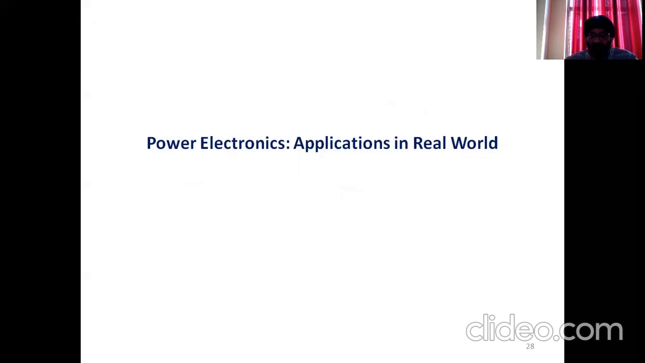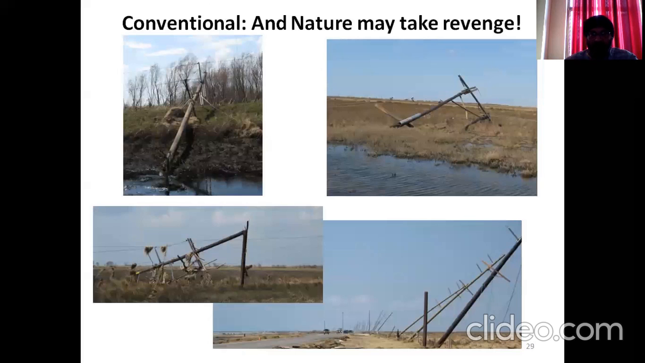So now, after this, we have come to the applications in the real world. These power electronics have some useful applications. Before going into the applications, I just have to make it clear that in the conventional power systems, these things we keep on seeing whenever we have hurricanes or strong winds or floods. So a lot of damage to the power system. We can easily see that almost every year.